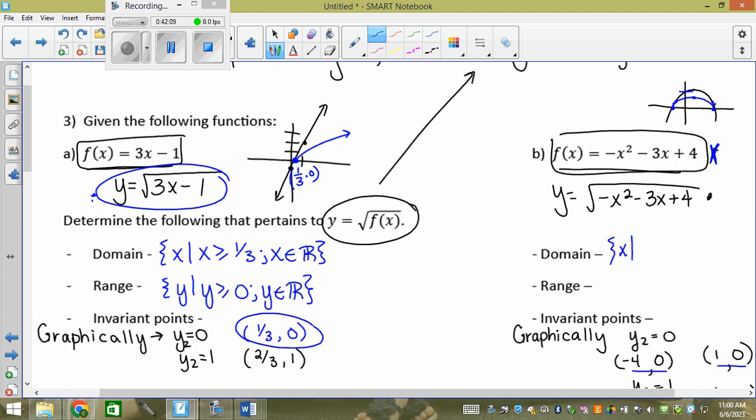So my domain, if it does the bubble, this concave down will be in between, is x such that you have to do loser loser. You have to go from low to high. So -4 is less than or equal to x, is less than or equal to 1, x and m are the reals.